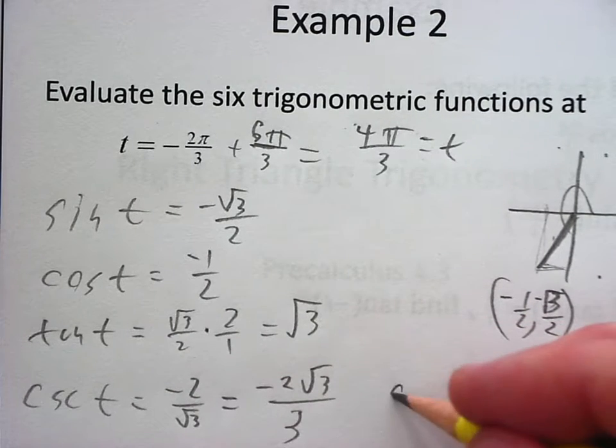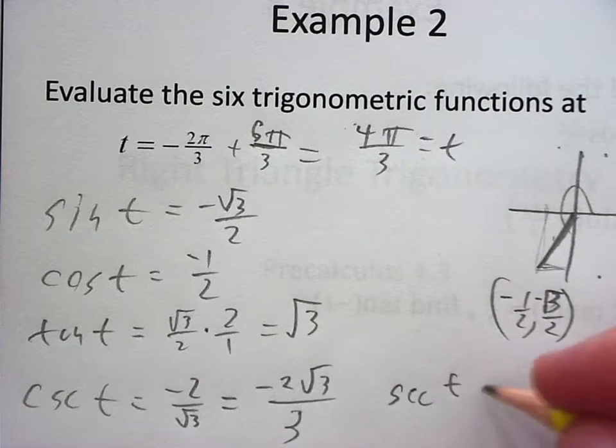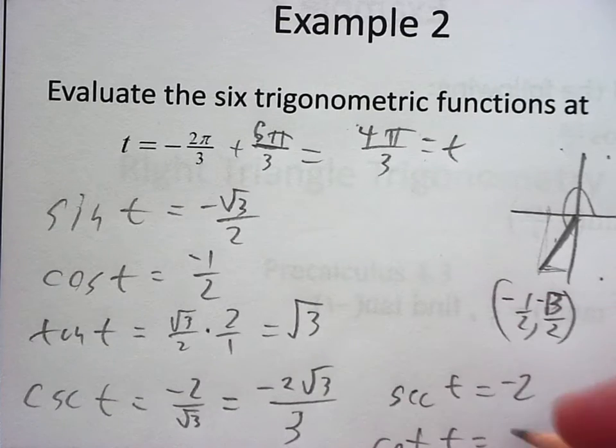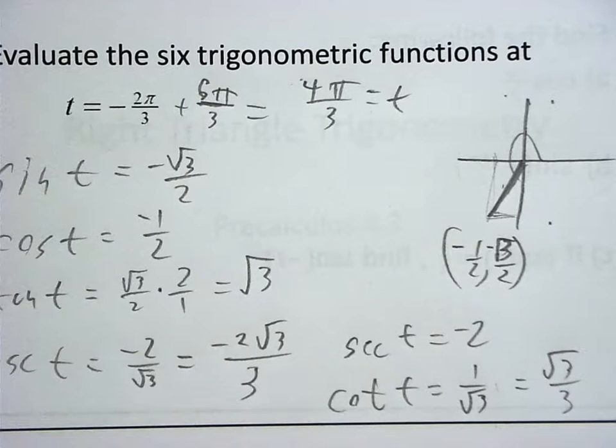Secant, I'm just going to go over here with it. Secant is the inverse of cosine, so that's just going to be negative 2. And lastly, cotangent is going to be the reciprocal of tangent, so that's 1 over the square root of 3. In other words, square root of 3 over 3. And yes, you do need to give me square root of 3 over 3. I will not take 1 over square root of 3 because the answer is not simplified.